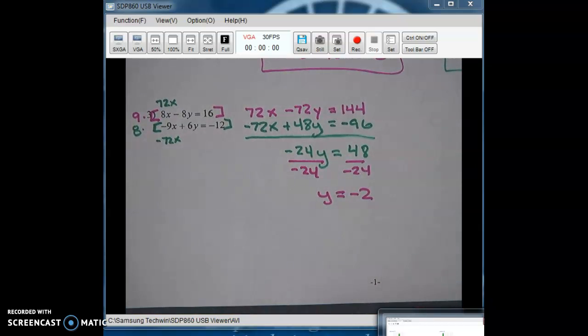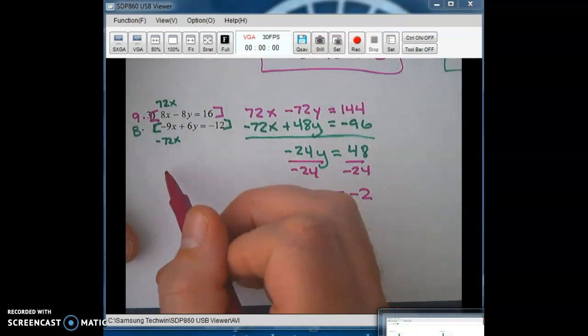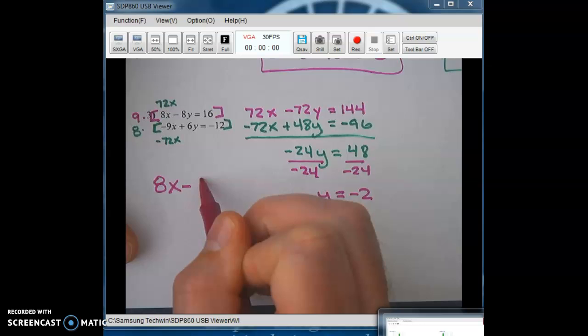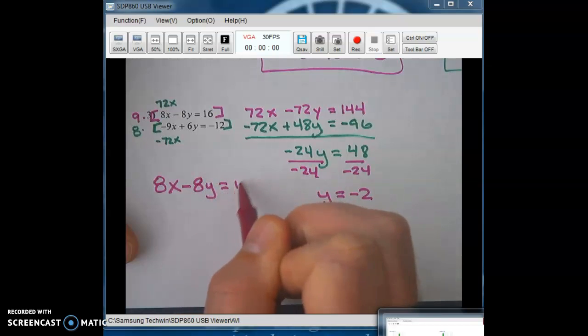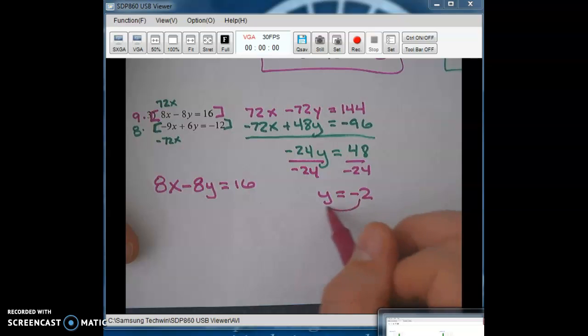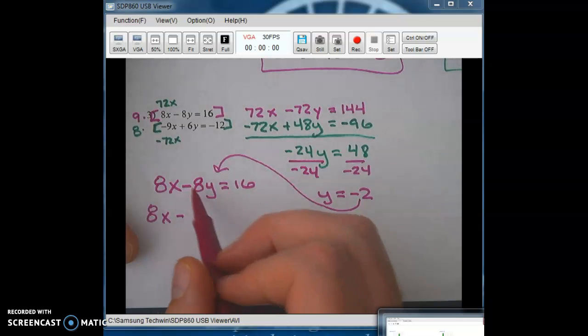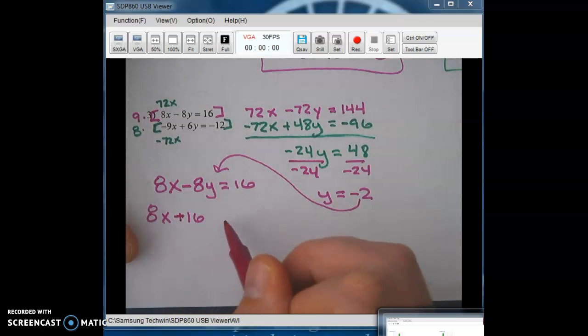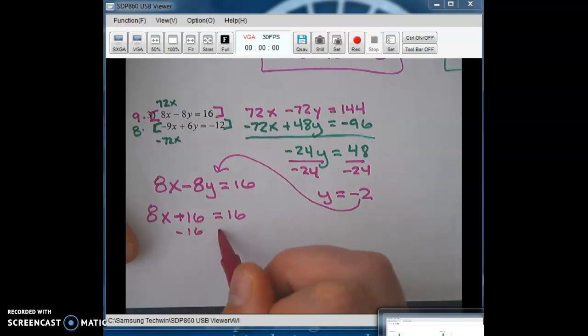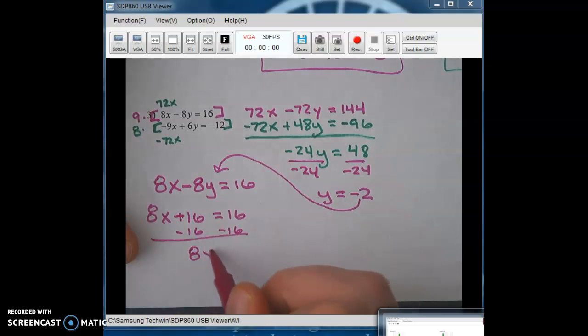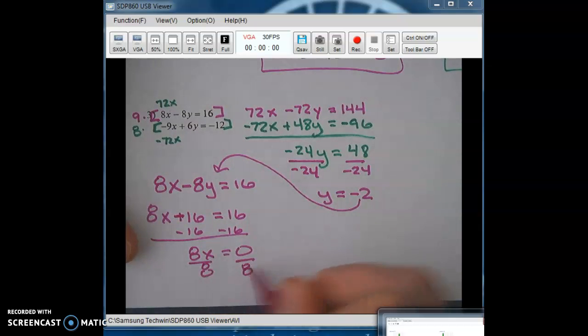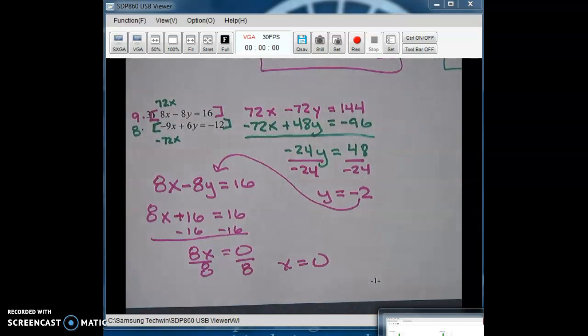Now remember, our final goal is to find the one x and y that makes both of them true. And so I'm going to have to plug this y value back in. If I plug it back into the top equation, 8x minus 8y equals 16, and I plug -2 into that y spot, I'll get 8x. A -2 times a -8 is going to give me a +16. If I subtract 16 from both sides, I'm going to get 8x equals 0. Divide by 8, and it looks like I get x equals 0.